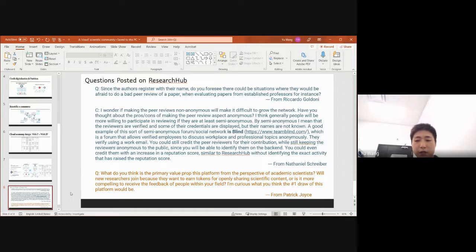Yeah, okay, sure. And the second question is actually from Patrick. What he asked is, what can be the primary value proposition of this platform from the perspective of academic scientists? I think it's a really hard question because different scientists have different needs. For example, for a postdoc who has been staying in the lab for years with a very low salary, making some additional money on a platform can be very attractive. For a graduate student who hasn't published any papers, who is very excited to publish his first paper but also frustrated by the current publishing systems, publishing a paper on an open platform could be the most attractive feature.